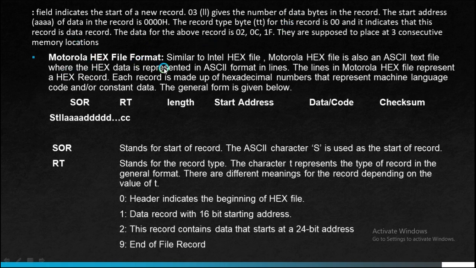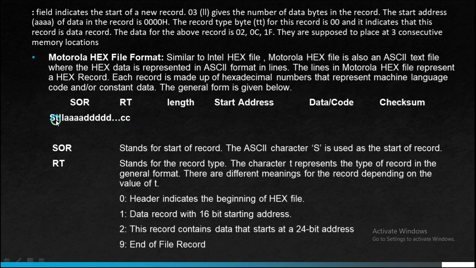Next is Motorola hex format. Motorola hex format is also similar to Intel hex format with some variation. As I said earlier, it consists of hex data represented in ASCII format in lines. A file consists of a number of hex records, and each record has a format. The format of a Motorola hex record is as follows: SOR, RT, length, start address, data code and checksum. Here instead of the colon we use S.